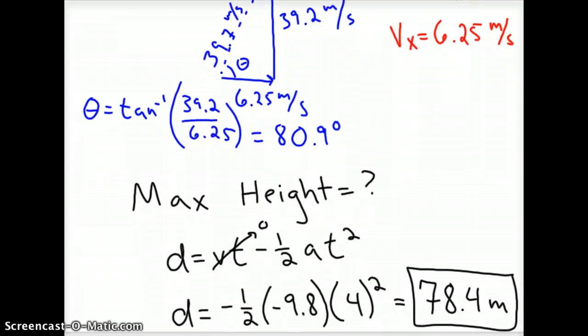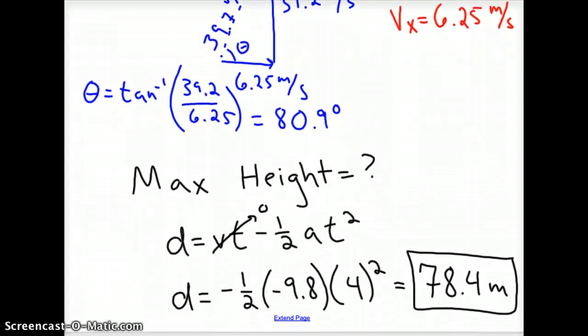Okay, to find the max height the ball travels, we can just go back and choose one of our kinematics equations. I chose d equals vt minus 1/2 at squared, because since v final is 0, that term will go to 0. Plug and chug, the ball rises 78.4 meters. Notice we never had to look at the down column of information because it's pretty much the mirror image of the up column. Alright, let's try a harder problem.